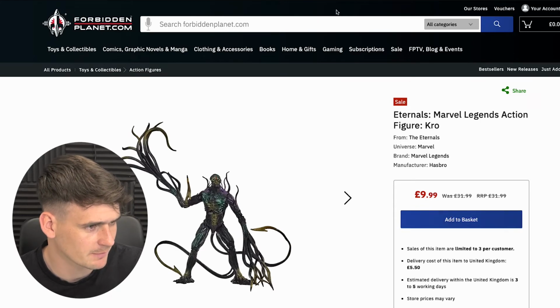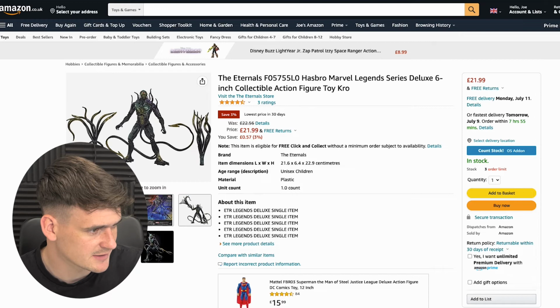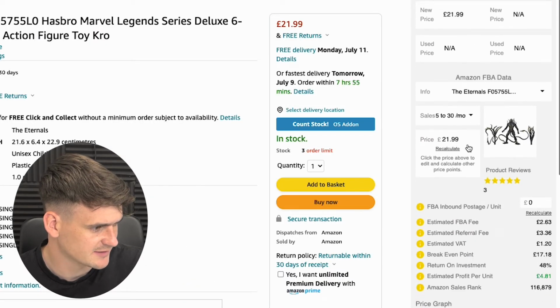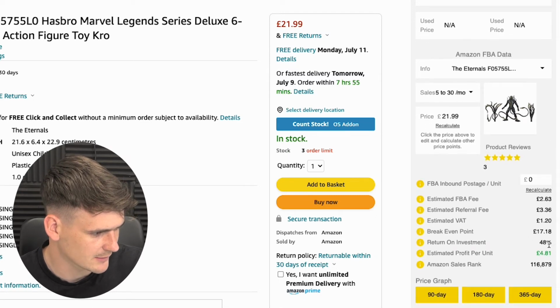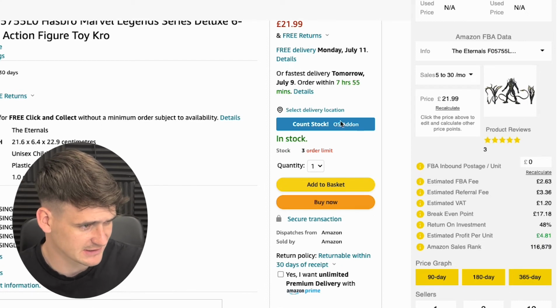We could buy it for £9.99, and it's currently selling on Amazon for £21.99. So let's load it up on Profitl. We'll click calculate, and here's all the data. So not selling much again, only 5 to 30 units a month, but good profit, 48% ROI, £4.81 profit per unit. But let's check out the price graph, see what it's got to tell us.